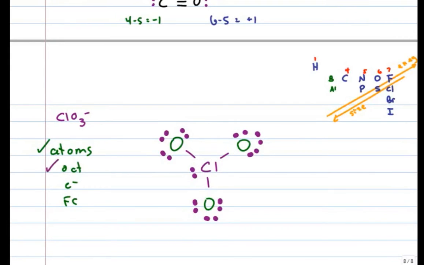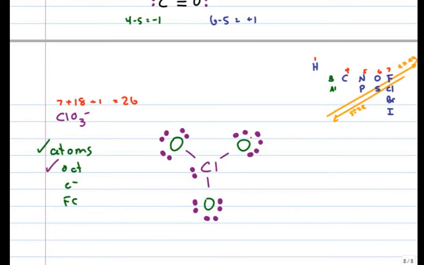Alright, so we have a complete octet on each atom. What about the number of electrons? Chlorine should have 7. Oxygen has 6 times 3, which is 18, plus 1 for the negative charge, which gives me 7 plus 18 plus 1, 26.